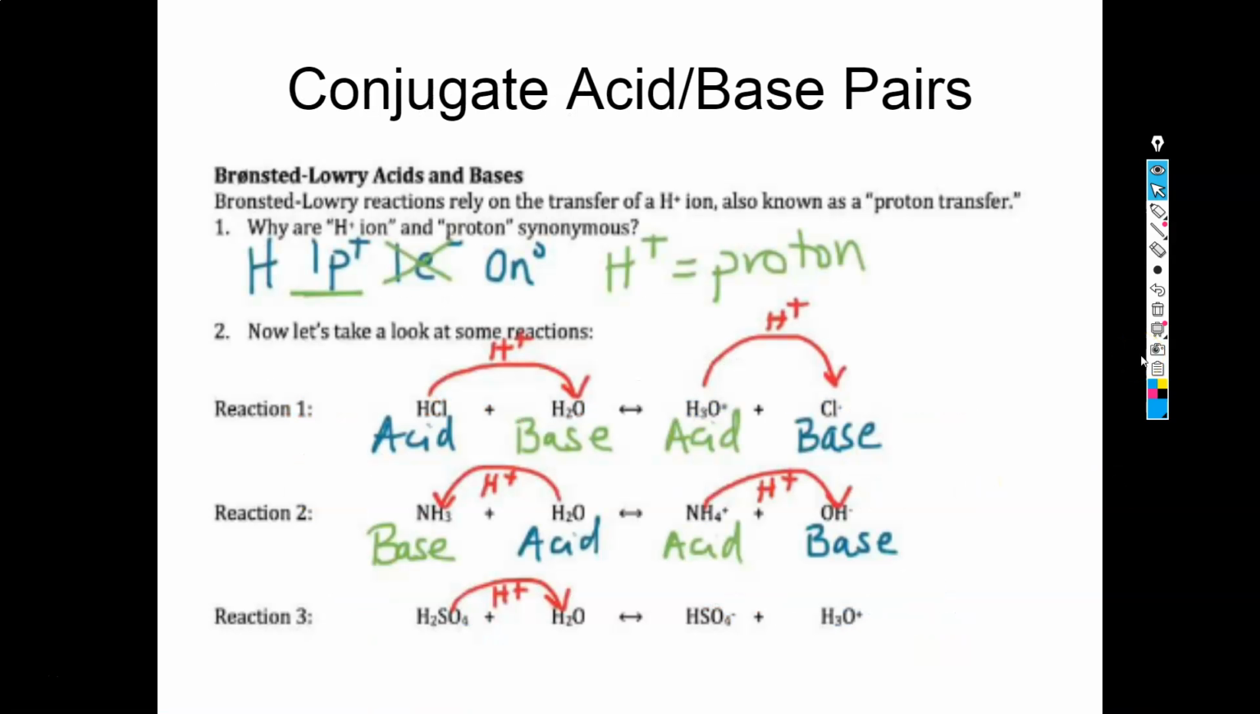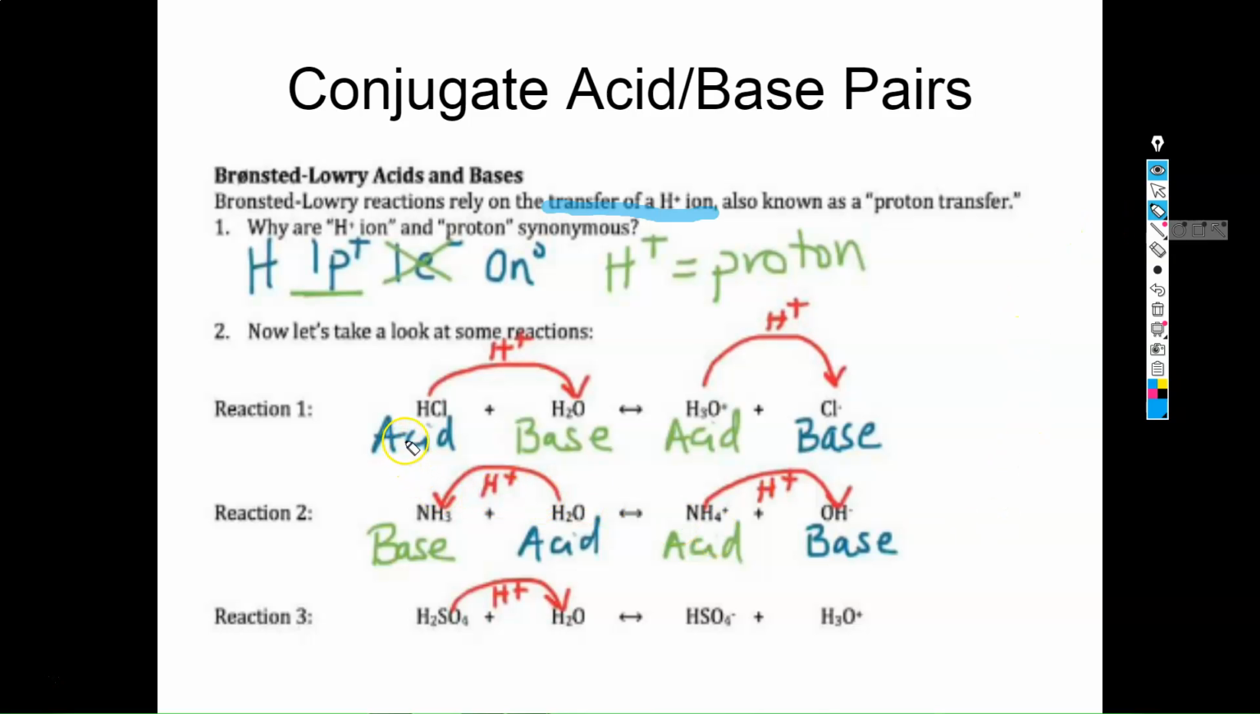Take a look with me here. When we're talking about Bronsted-Lowry reactions, that means what we mainly want to pay attention to is the transfer of a hydrogen ion. And so we're calling it a proton because protons are hydrogen ions. They consist of 1 proton. Hydrogen has only 1 proton. Okay, so let's take a look at how this works here.